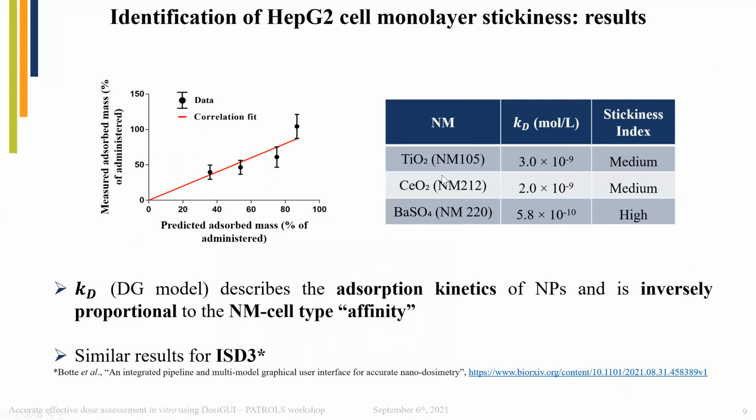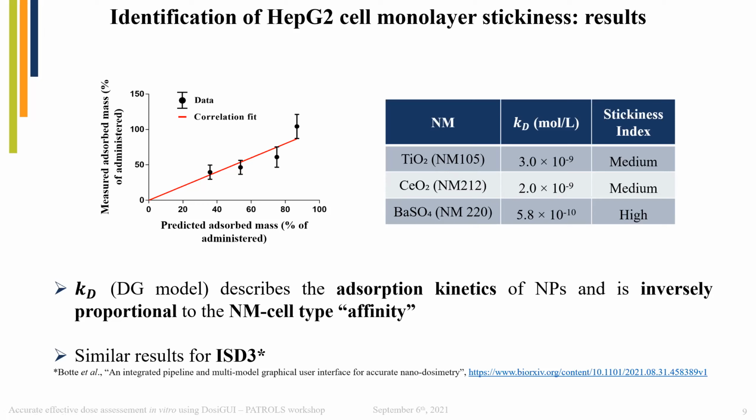So we used NM105, NM212, and NM220. And interestingly, the most sticky nanoparticle, or the one that had the best interaction with HepG2, was the barium sulfate nanoparticle. So for that, we needed to move the stickiness index dial right up to a very, very high, almost absolute stickiness level. Whereas titanium dioxide and cerium dioxide had a kind of medium stickiness level.